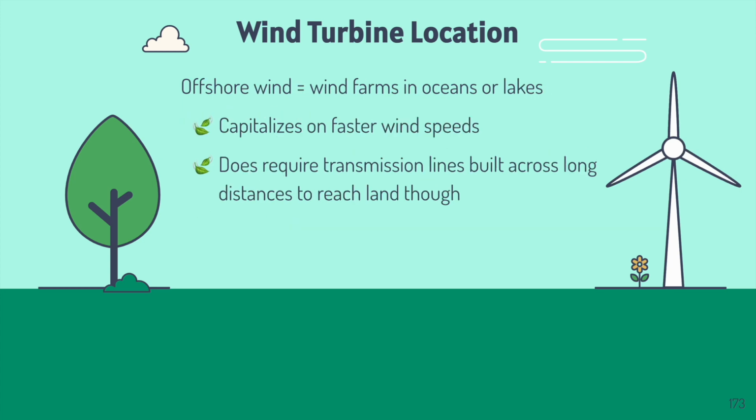We also have offshore wind farms, which are located in oceans or lakes. This tends to capitalize on faster wind speeds out over the ocean, and it does require transmission lines to be built across long distances to reach the land.